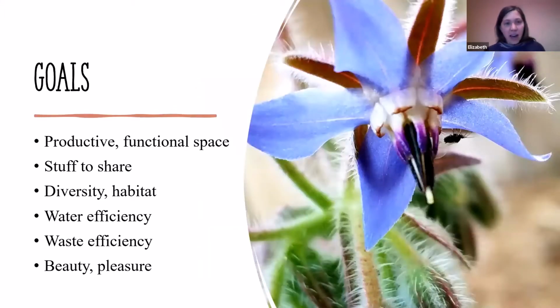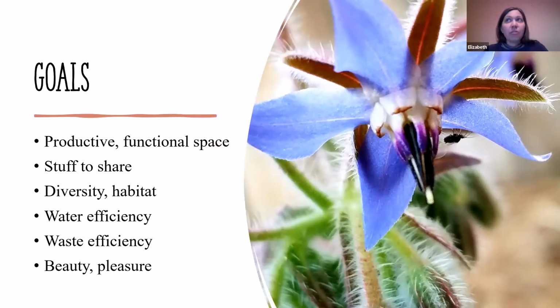So the goals that I had were I wanted it to be a productive and functional space. And what I meant by that was I wanted to grow most of our own vegetables, herbs, and fruits. I wanted to have eggs, medicine, tea, cuttings and seeds, and also education and fun. And I also didn't want it to be just about me and my family. I wanted to be able to share any extras.